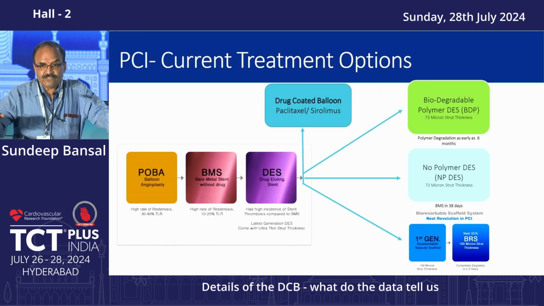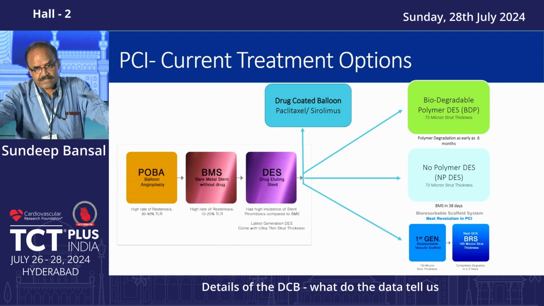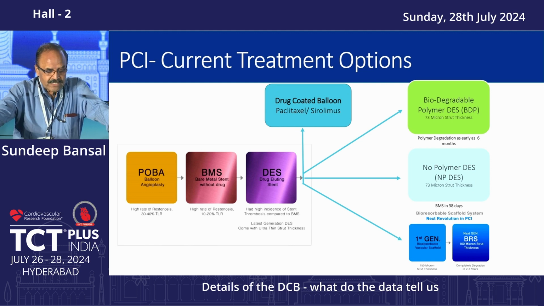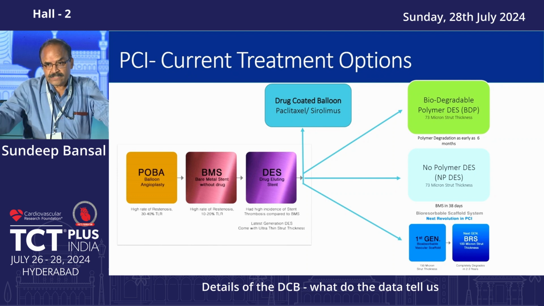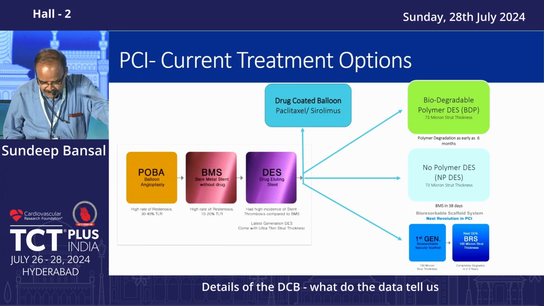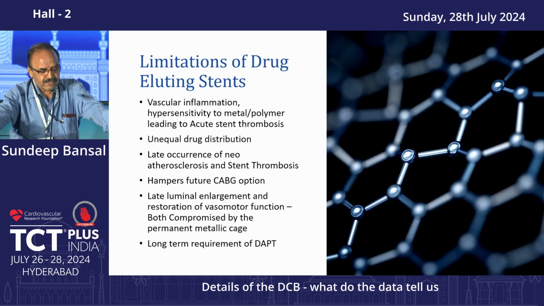So this takes us through what I just said: plain old balloon angioplasty associated with a 35 to 40% restenosis overall, and in some vessels like LAD even higher. Bare metal stents decreased the restenosis rates, but still in the tens and close to 20. Drug-eluting stents came in, but then they are associated with problems of their own because you lose vasomotion. Okay, let me go to that. They cause vascular inflammation.